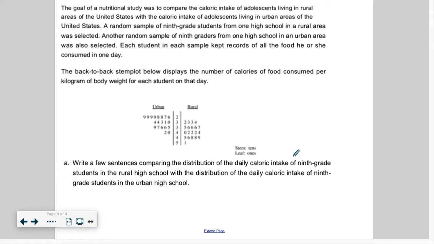So, write a few sentences comparing the distribution of the daily caloric intake of the ninth graders in rural with the urban. All right, here we go. SOCV, well, I'll make this my urban, and then SOCV again, and this can be my rural. So let's go through these and just write down the characteristics, and then we can compare them.